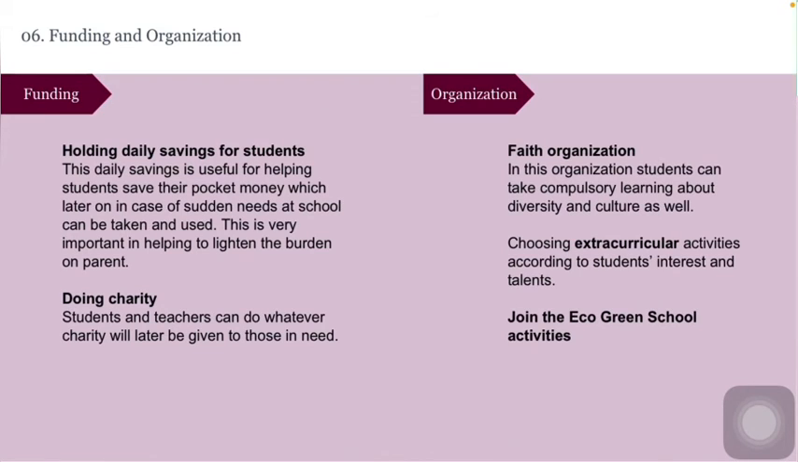And the next is organization. First organization is faith organization. This organization is divided into options. The first is religious and culture. And the second is choosing extracurricular. We also prepare various kinds of extracurricular activities for students, so students can choose according to their talents. And the last is joining the eco-green school activities.